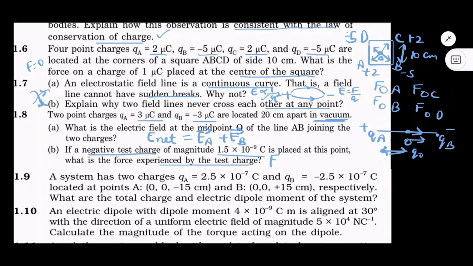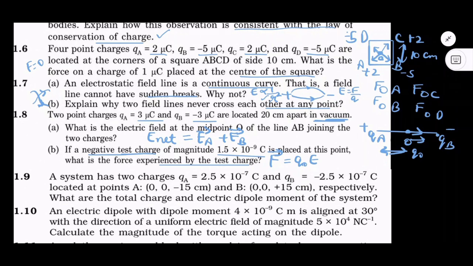Now force, we know that it is equal to Q naught into E. We are given the test charge value equal to 1.5 into 10 raised to minus 9 coulomb, and we have calculated the electric field in the above part. So we can substitute its value, whatever we get, and then we'll get the desired value of force, right?